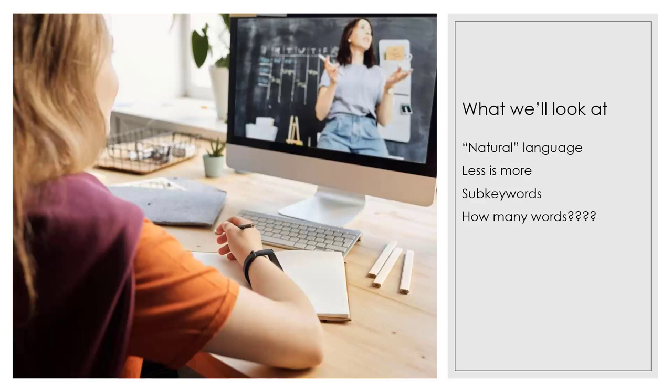We're going to talk about less is more. If you have a super long keyword phrase for targeting in the search engines, that's cool. It's a beneficial thing to do. But for article generation, it's a very poor thing to do. So we'll talk about less is more. And we're going to talk about the use of sub keywords and how many words in total, because there's some interesting things we've seen as we've analyzed people's use of synthesis.